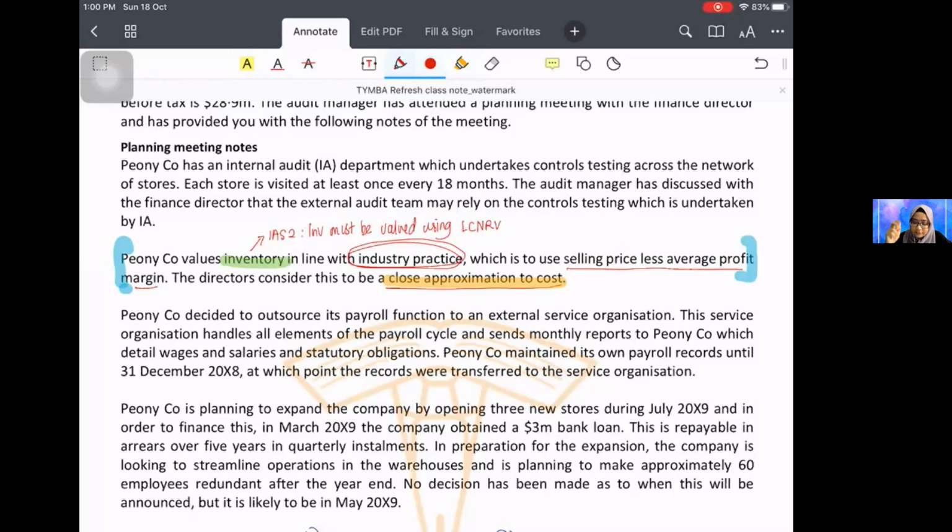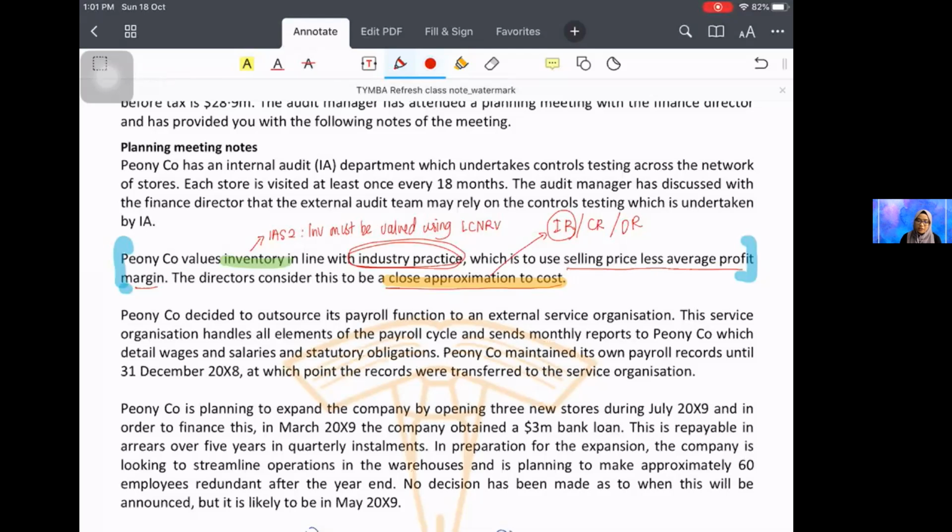If you want to answer this question, first kena ingat risk ada 3. 1, IR, 2, CR, and 3, DR. So this close approximation to cost falls under which type of risk? Inherent, yes. Inherent risk. Sebab apa? Kita ada guna estimation dekat situ. Approximately. Okay, you have to use your average profit margin. So you kira tu berdasarkan estimation, berdasarkan judgment. So dia akan give rise to inherent risk.